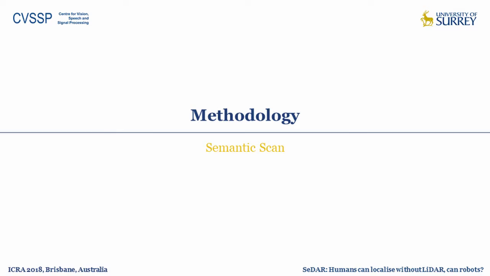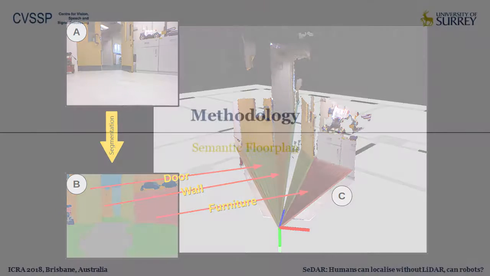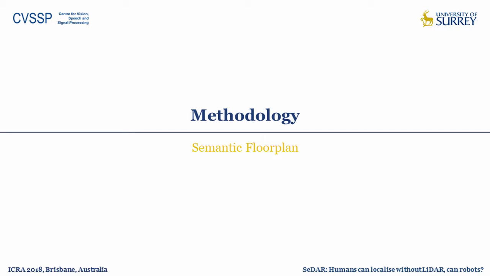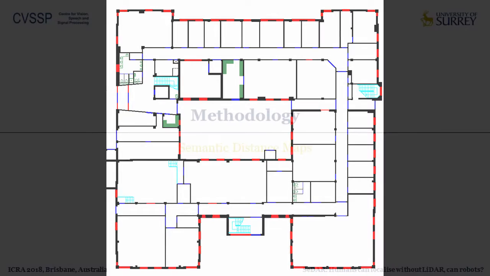SeDAR does this by creating a semantic scan which consists of label and bearing tuples. Optionally, depth information can be added to increase performance. The semantic information present in floor plans is also used. Instead of using binary occupancy maps, SeDAR proposes to use semantically labeled floor plans.